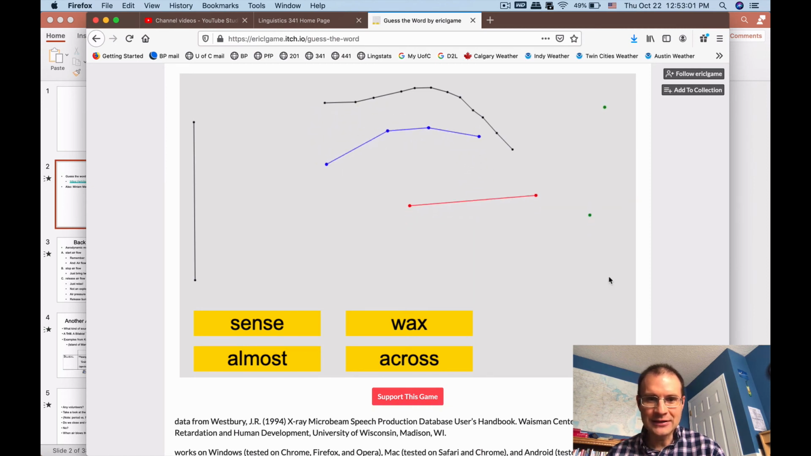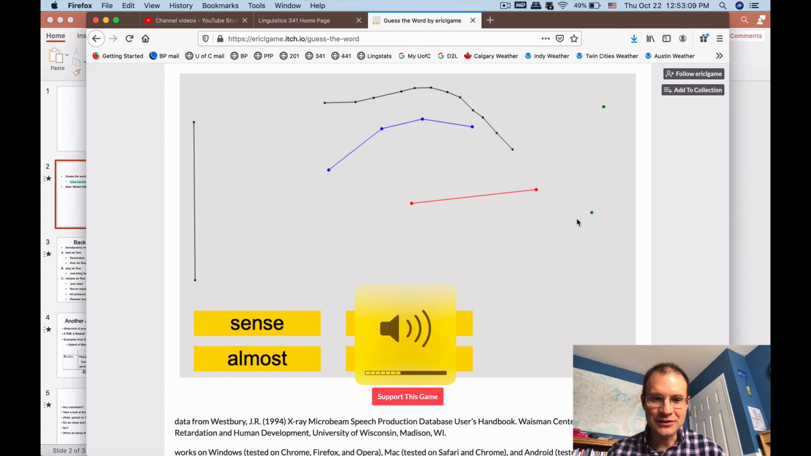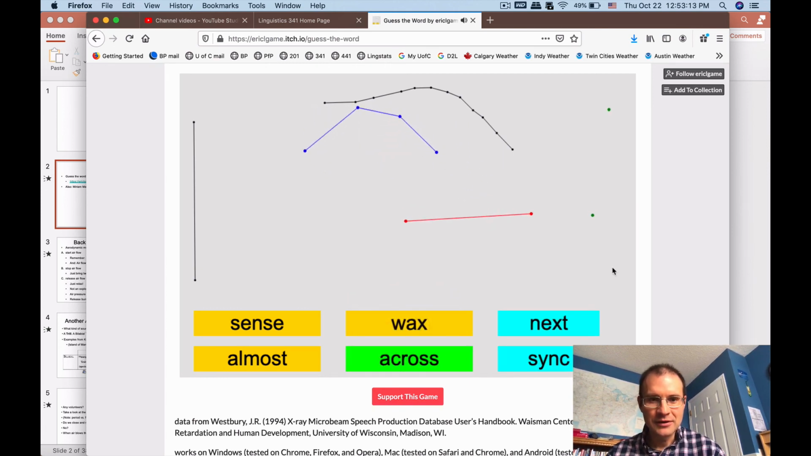Looking at it, I might be tempted to say across, because we have a back closure here, and then it looks like an S there. Not much going on with the lips. When you guess, it tells you what the word is by playing it. Across. Yeah, cool. And then you can sync it to see how it looks in real time. Across. Which is a lot faster. Let's try another one. We'll do maybe two or three here.